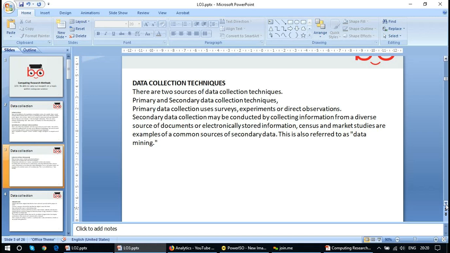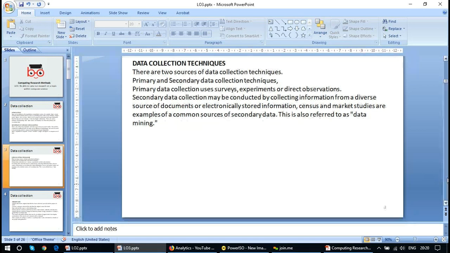So two sources of data collection, primary and secondary. Primary is direct data from a survey or any experiment, and obviously the second is something which has already been done, any stored information that you get, and that would become the data. When you find any existing data, that's also called data mining.